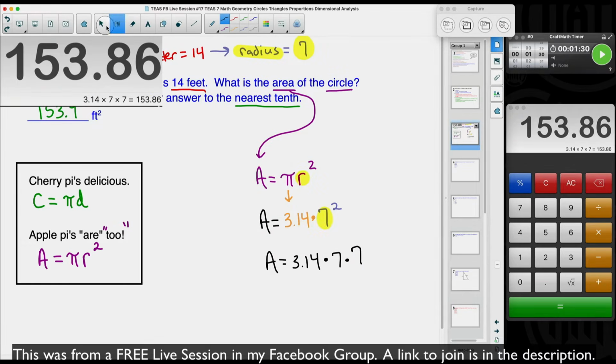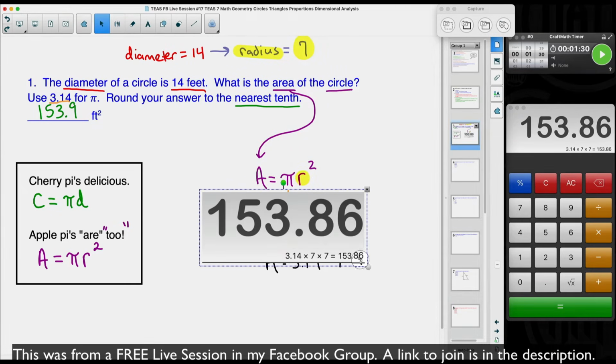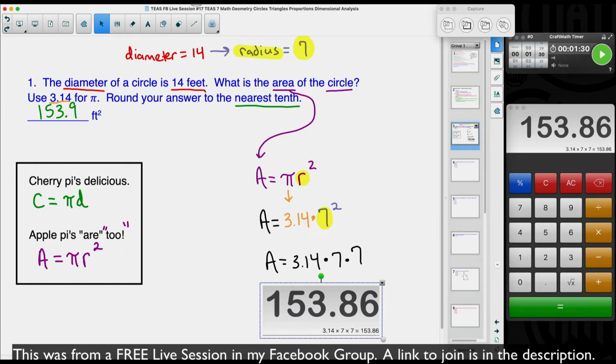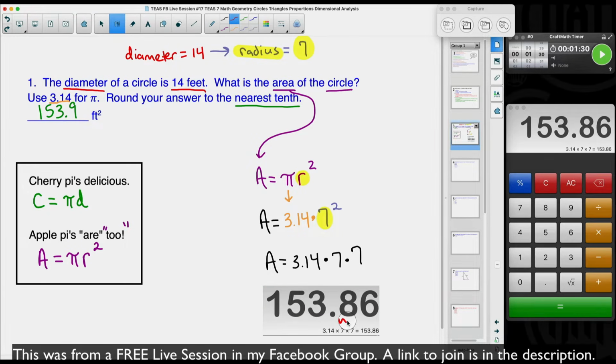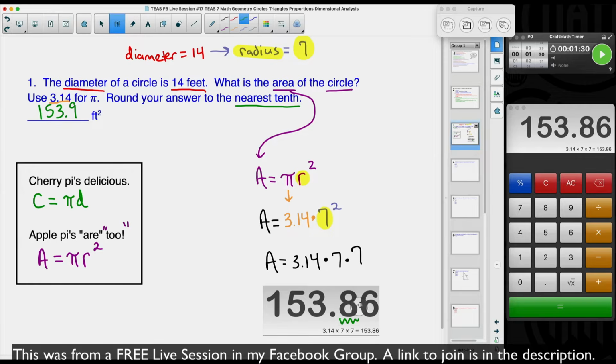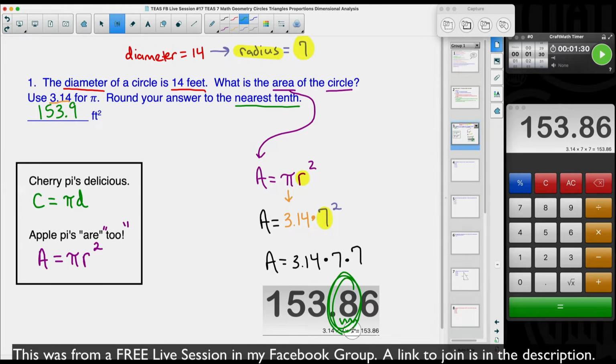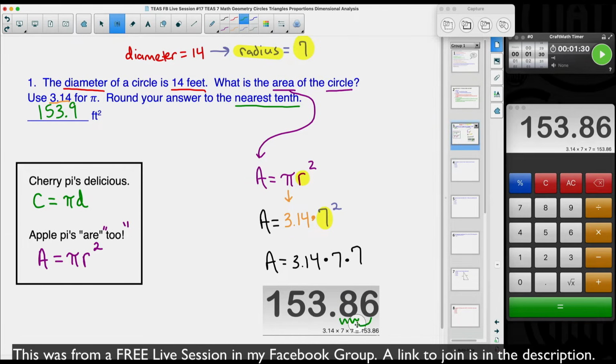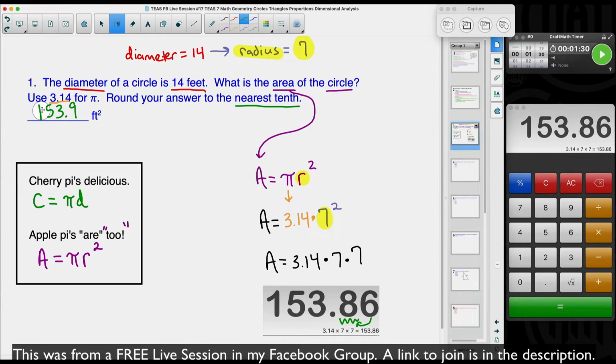So I see the 153.86, and now we want to make sure we round to the nearest tenth. So this is why we're going to get 153.9, because that 8 is in the tenths place. That first spot to the right of the decimal is the tenths place. And that 6 tells that 8 to go up, because that 6 is 5 or higher. 153.9 is our final answer.